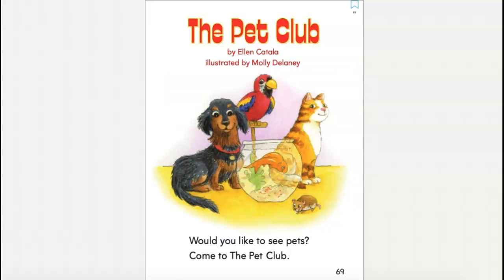Our phonics skills that we have been practicing this week are words with the short O sound and also words that blend with the letter L. As we go through and read our decodable, be looking for words that blend with the letter L, so that make the L sound, or words with the short O that make the ah sound. Now, like we usually do, Mrs. Collier is going to read a sentence and then I will ask you to read it along with me. So let's get started. Our story today is called The Pet Club by Ellen Catala, illustrated by Molly Delaney.